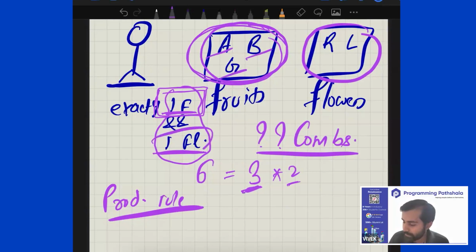Similarly, if I have to pick a flower, there are two choices. I can either pick a rose or a lotus. So two choices for this. So 3 into 2 is 6, and that is what the answer is.